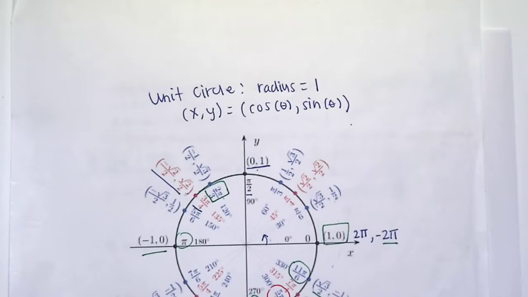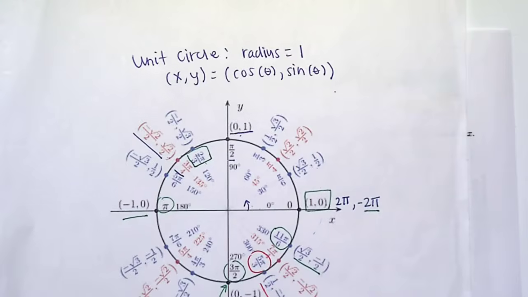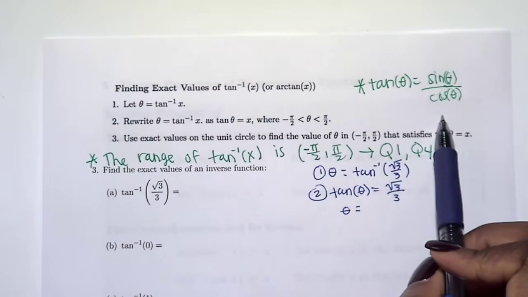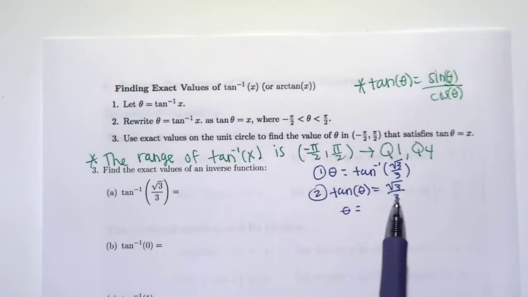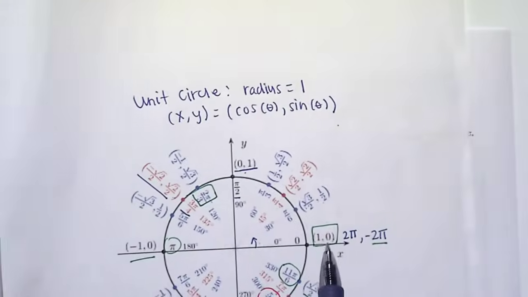Issue, we don't have tangent labeled on our unit circle. So how do we figure this out? Well, we have to remember tangent is sine divided by cosine. So if the root 3 is on top, you need to find the place where sine has a root 3 in it, basically. So where does sine have a root 3 in it?